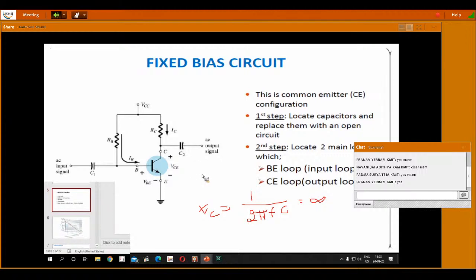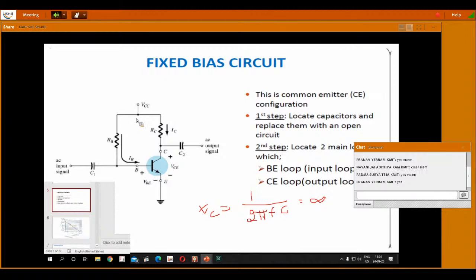Next, we have to take the two loops. One will be the input loop and the second one will be the output loop. Out of these 5 types, we are doing this DC analysis and AC analysis in order to find the best biasing circuit out of the 5. So now let me first start with the fixed bias circuit. In this fixed bias circuit, what we are going to do is here.